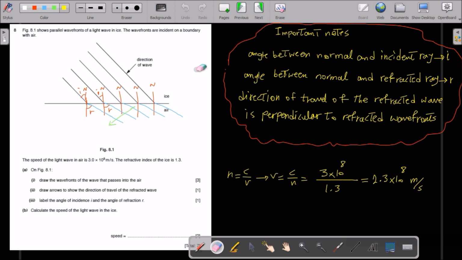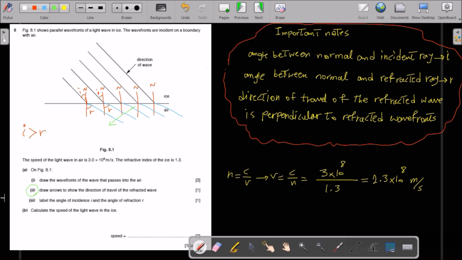So I should be larger than R. So it should be clear. Angle I should be more than the refracted angle. And refracted rays must be parallel, but they must go away from normal compared to the incidence angle. And the green arrow is for the second part. For this part, the green arrow shows the direction of travel of the refracted wave.